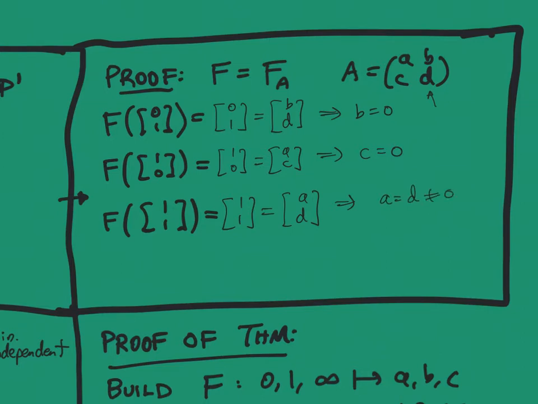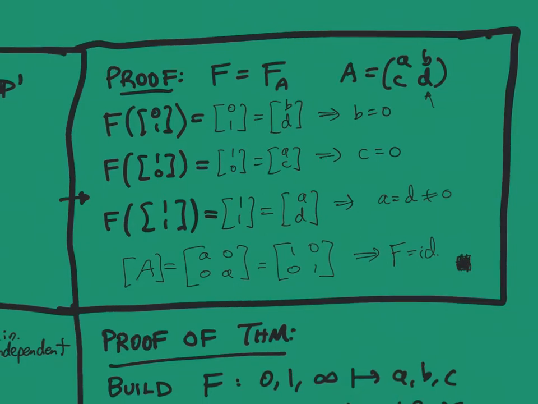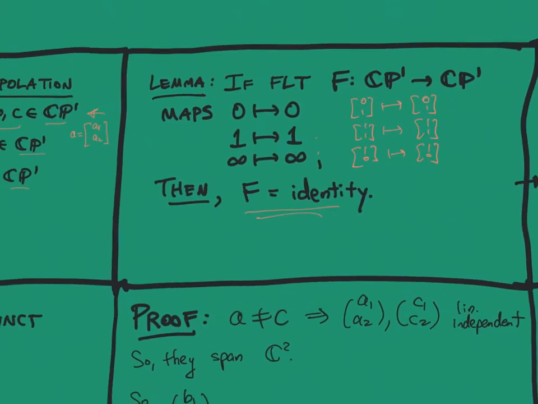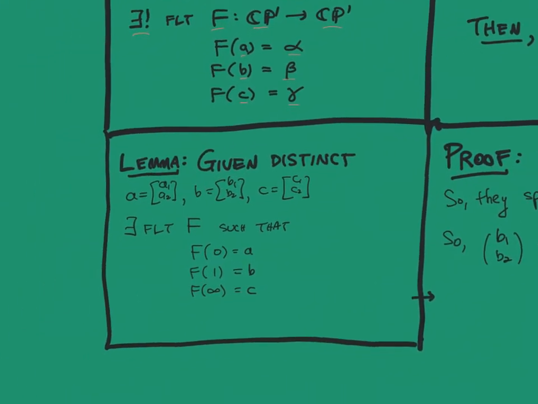So what does it say about our original matrix? Well, it's equal to [[A, 0], [0, A]]. But inside PSL2C that is just the identity matrix. And so this implies that F is the identity. Okay, so this lemma will be how we'll address uniqueness. And then the next lemma will be how we will address existence.